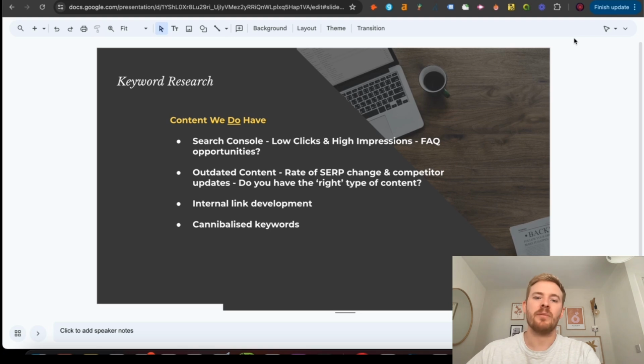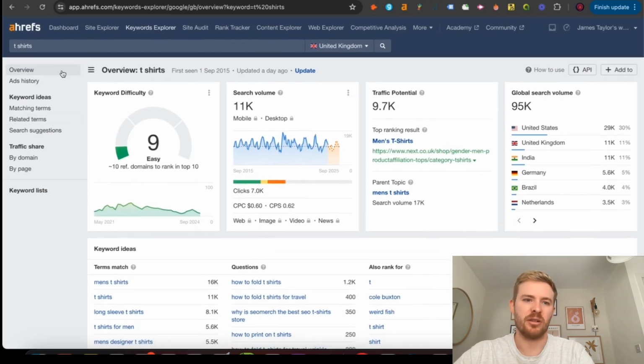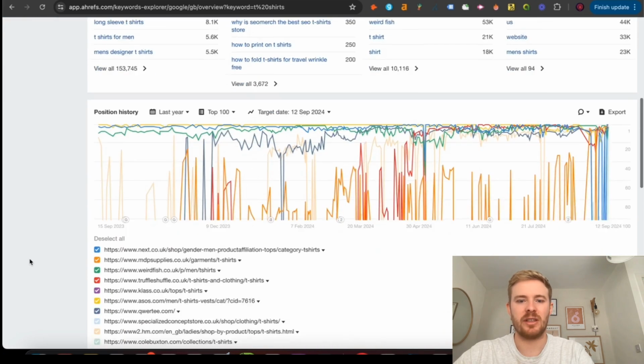So we can start to look at this through, again, Ahrefs, so we can look at the position history of a keyword. So, something top level like t-shirts.